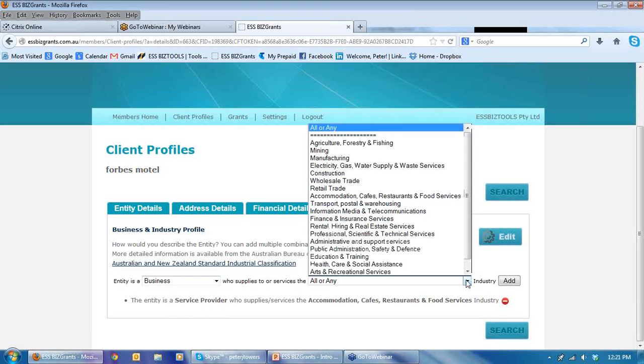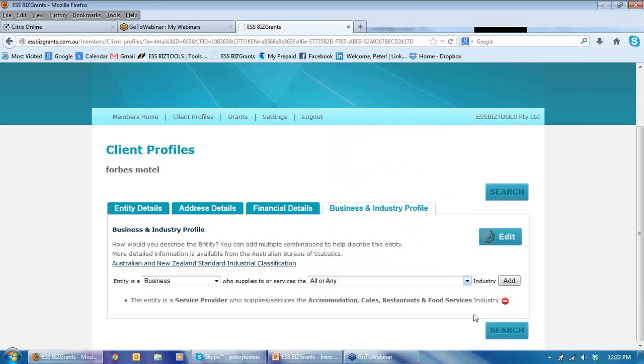We also need to look at the industries in accordance with the Australian New Zealand industrial classifications, and we've decided that this is accommodation, cafe, restaurants. Now you could have a client that's involved in a business that has a different business category and or a different industry category. You just list whatever there is. So we then look at the search.